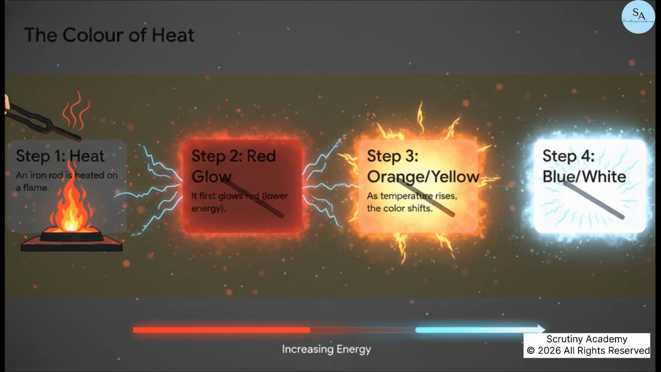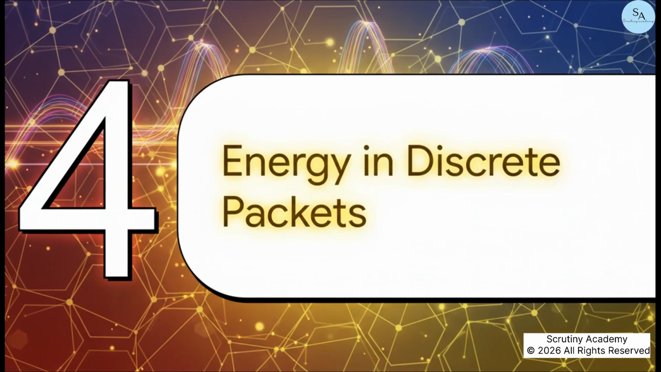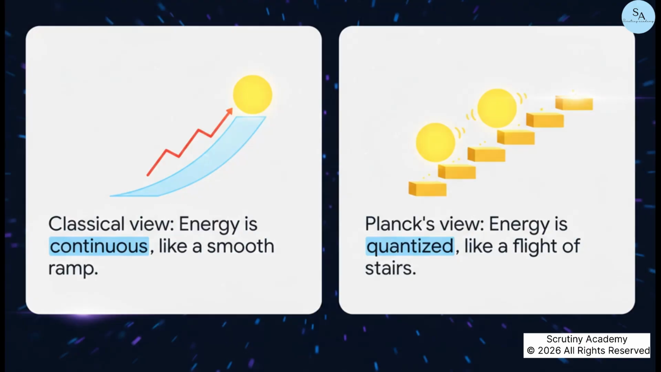More heat means more energy, which means a shorter wavelength of light. This very clear link between the energy you put in and the color of light that comes out, well, it led to a totally revolutionary idea that flipped physics on its head. A scientist named Max Planck came along and said, hey, what if energy isn't continuous?